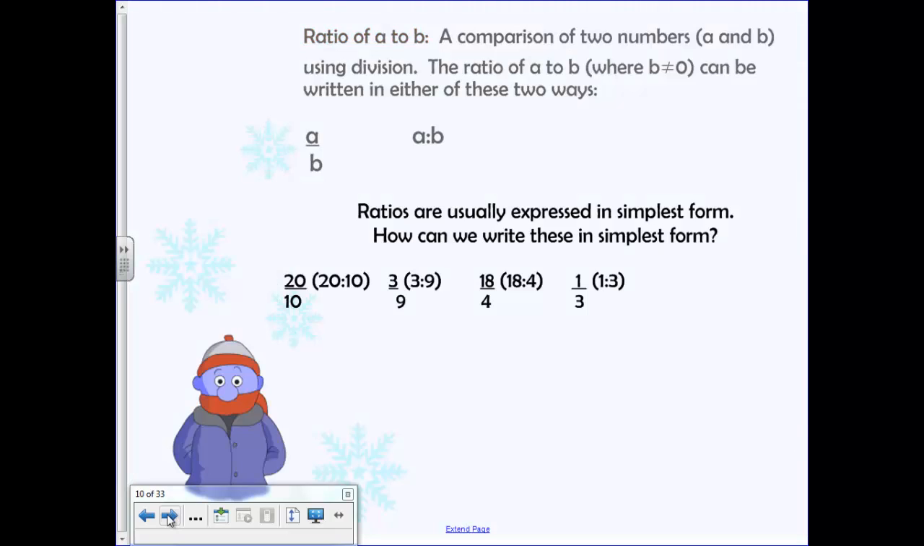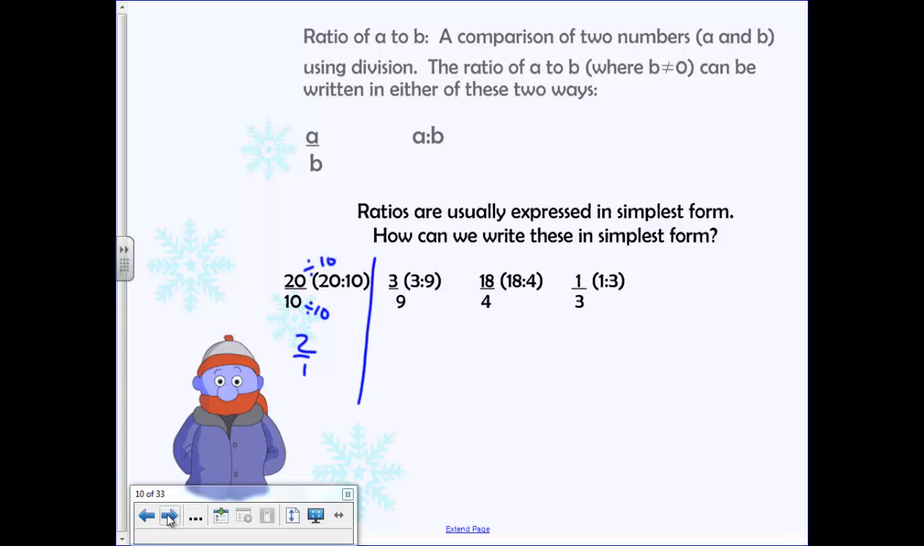Ratios are usually expressed in simplest form, just like fractions. We simplify them. How can we write these in simplest form? How do I simplify 20 to 10? How do you get to 2 over 1? Divide it by 10. 20 divided by 10 gives me 2, and 10 divided by 10 gives me 1.